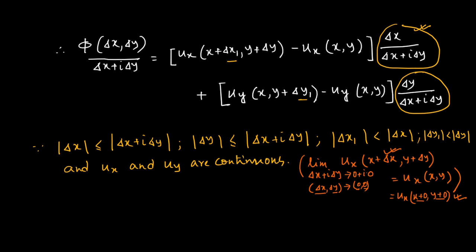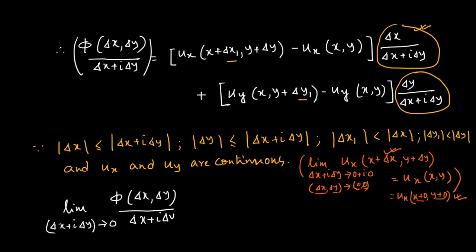If we apply this logic to this function, therefore we get, applying this logic to this expression, limit delta x plus i delta y tends to 0 of phi of delta x, delta y by delta x plus i delta y will be equal to 0. So if we apply this understanding written in yellow color, these things imply that limit delta x plus i delta y approaches 0 of the function phi of delta x, delta y by delta x plus i delta y will be equal to 0. Let us call this equation number 5. And remember that this is equal to 0 only because my ux and uy are continuous.